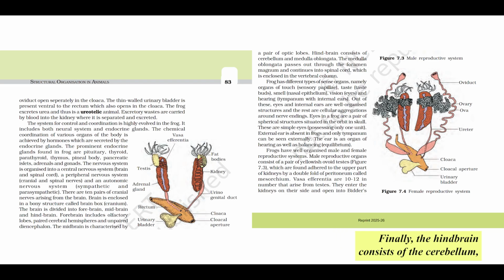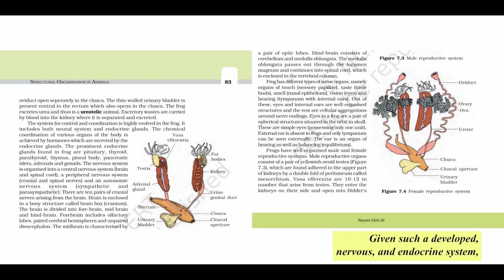Finally, the hindbrain consists of the cerebellum, coordination, balance, motor skills crucial for leaping, swimming, and the medulla oblongata. The medulla oblongata controls vital involuntary functions like respiration and heart rate. It passes out through an opening called the foramen magnum and continues into the spinal cord, which is enclosed within the vertebral column. This entire network ensures rapid, precise control over the frog's body.